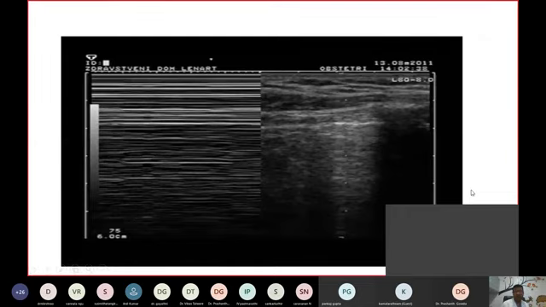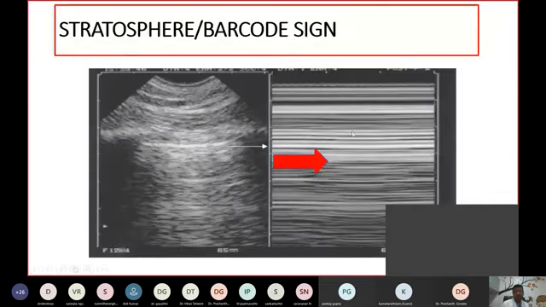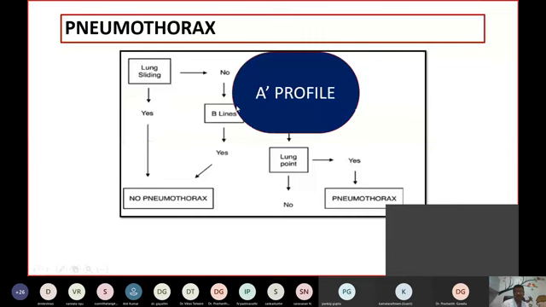So first step is to look for lung sliding and then look for B lines, that is the A dash profile. So as I told you, if you have an A dash profile, it is highly suggestive of pneumothorax, but it is not specific. So if you see an A dash profile, you need to look for something called a lung point, which is 100% specific. If you see a lung point, it is a pneumothorax, you don't have to go ahead.